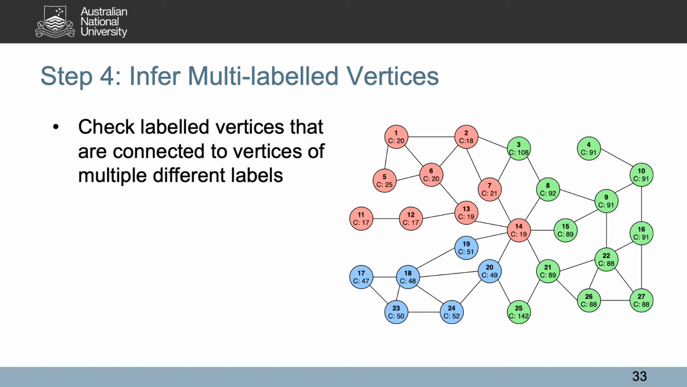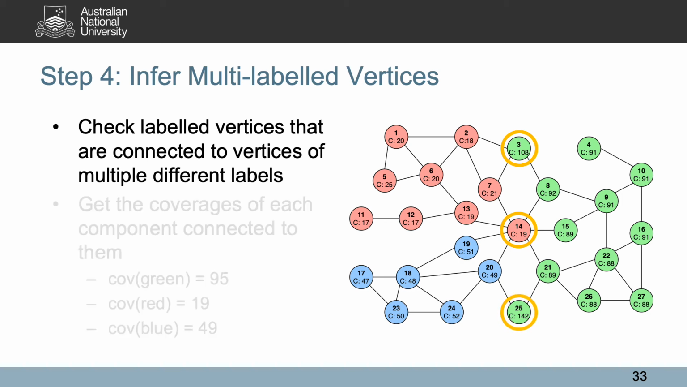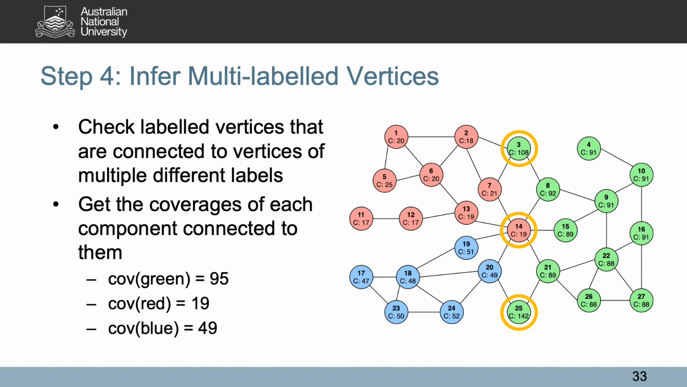First, we check all the labeled vertices that are connected to vertices of multiple different labels. In this example, vertex 3 connects to both red and green labeled vertices. Vertex 14 connects to red, green, and blue labeled vertices. Moreover, vertex 25 connects to both green and blue labeled vertices. Next, we get the coverages of each component connected to those vertices. In this example, we can roughly calculate the coverages of red, green, and blue components as shown.